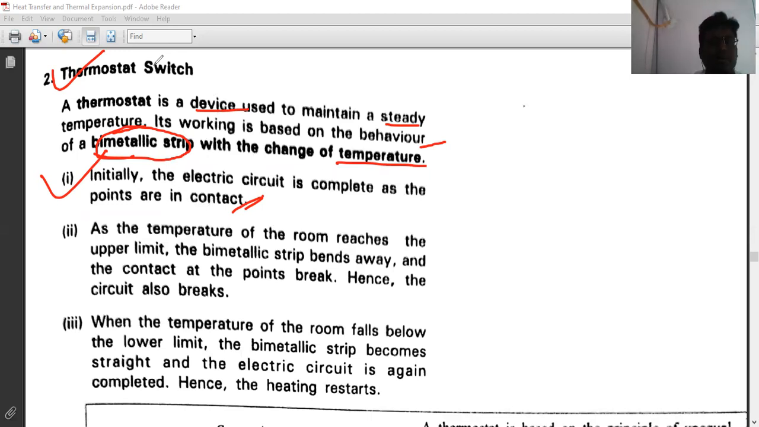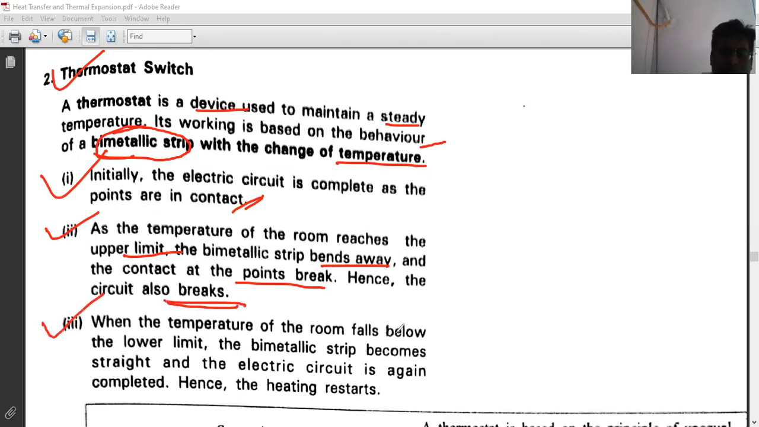Initially, the circuit is complete because the two points are in contact. As the temperature of the room reaches the upper limit, the bimetallic strip bends away and the contact of the points breaks. Okay? When the temperature exceeds its limit, the bimetallic strip bends away, the contact at the point breaks, hence the circuit also breaks.